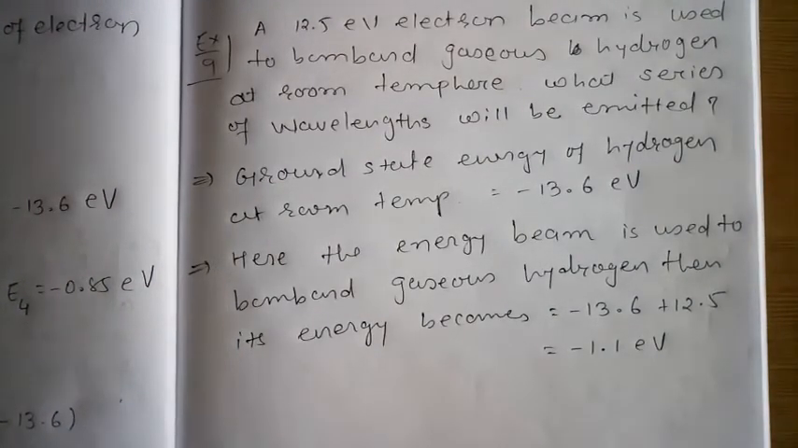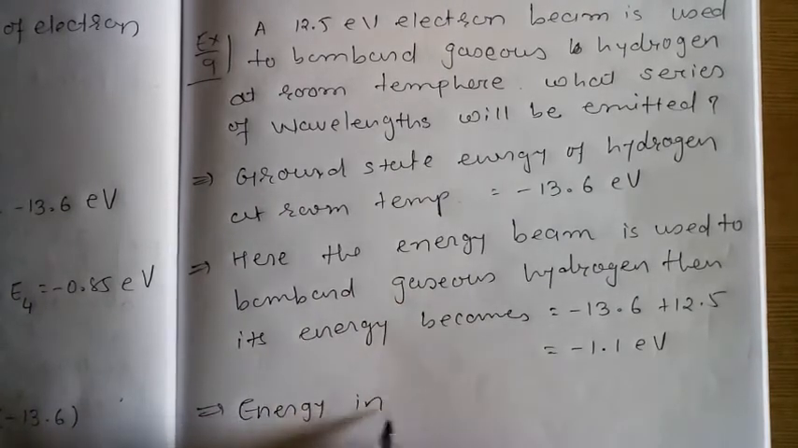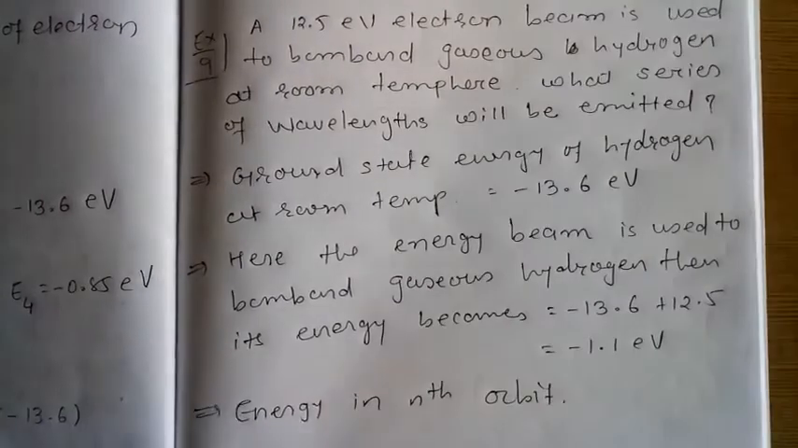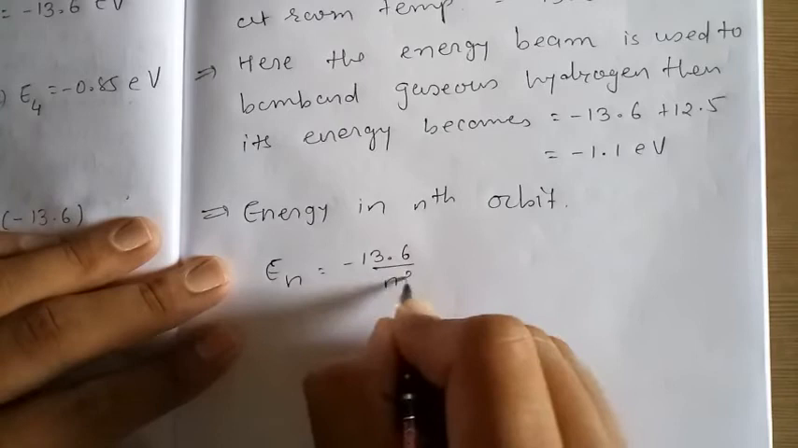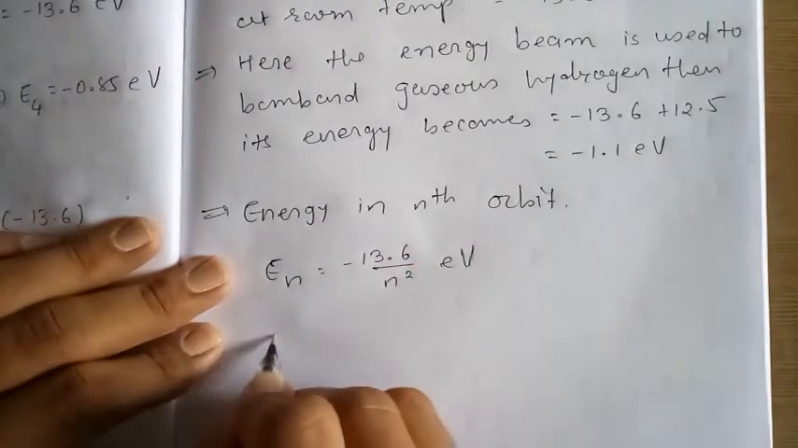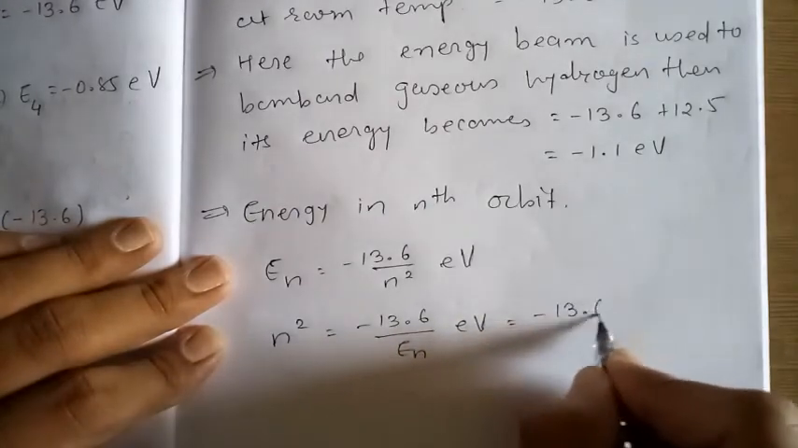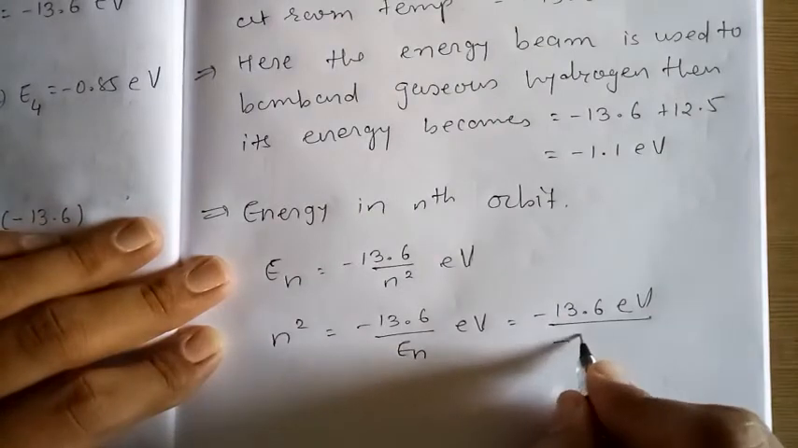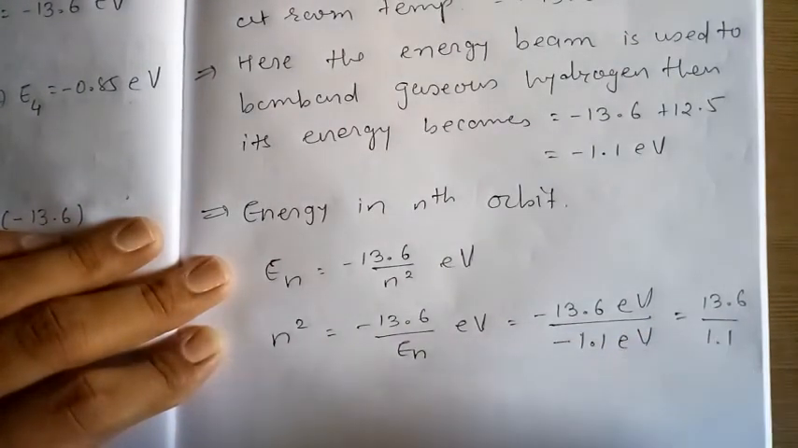So to find out the series of wavelength, we have to find out the value of n, right? So again we use the formula of energy in nth orbit to find out the value of n. Energy in nth orbit, we know the formula, En is equal to minus 13.6 upon n square electron volt. So n square is equal to minus 13.6 upon En. So minus 13.6 eV upon minus 1.1 eV. So here eV cancel, so we get 13.6 upon 1.1.